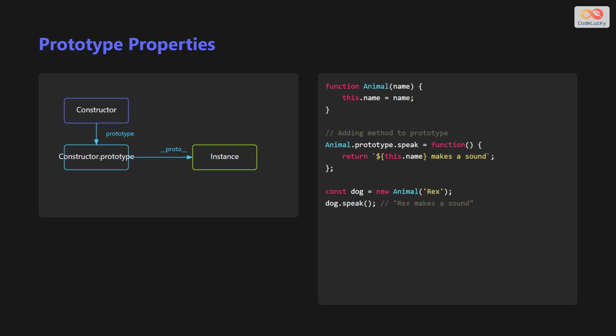__proto__ property. In the example, a function animal is defined which takes name as an argument. A new method called speak is added to the prototype of the animal constructor. This speak method can be directly accessed by all the objects created using the animal constructor function. The dog object created using the new keyword can access the speak method.